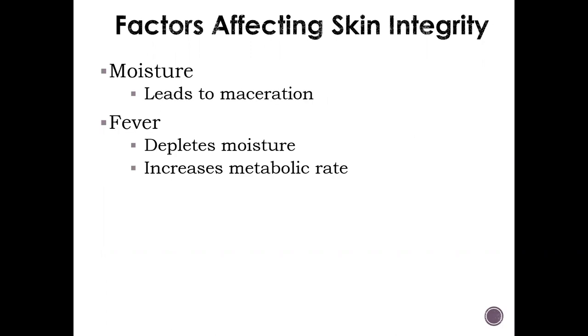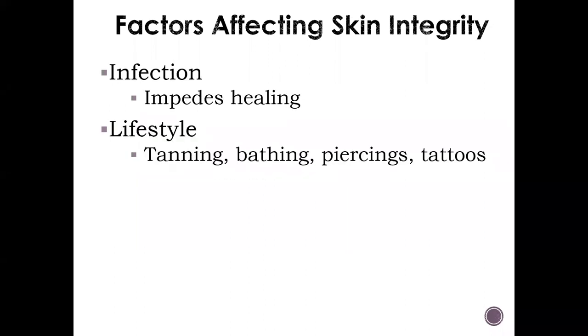Again, we talk about moisture. Moisture leads to maceration. Maceration is a softening of the skin, and it increases the likelihood of skin breakdown. And then fever. First, it leads to sweating, which can cause maceration. And second, it increases the metabolic rate, which thereby raises the tissue demand for oxygen. That increased demand for oxygen is difficult to meet if there's any circulatory impairment or tissue compromise secondary to pressure.